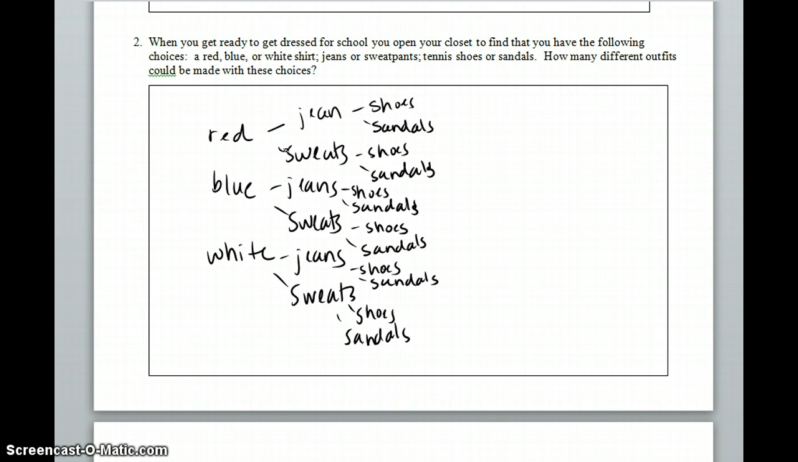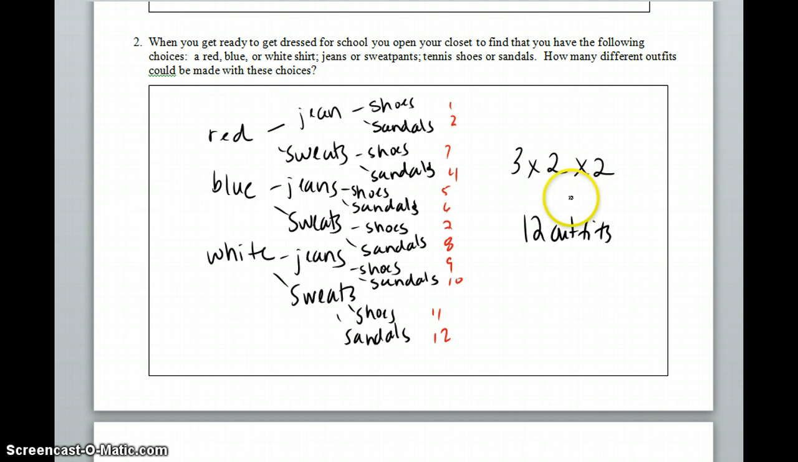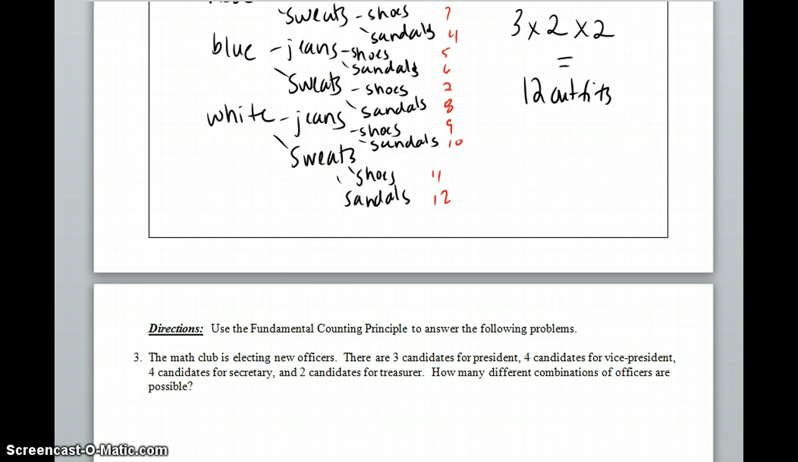Okay, so if we look at the end of this, we have 1, 2, 3, 4, 5, 6, 7, 8, 9, 10, 11, 12 different outfits that we could have made. Now, if we go back to yesterday with the multiplication, all you have to do is multiply how many choices you have of each item. So we have 3 shirts, 2 pairs of pants, and 2 pairs of shoes. Well, 3 times 2 times 2 gives me 12. Okay. And that's the basis of the counting principle.